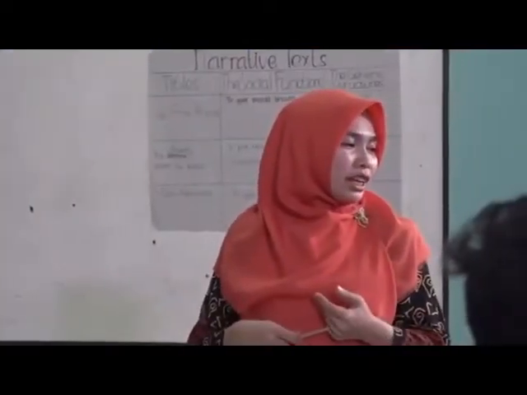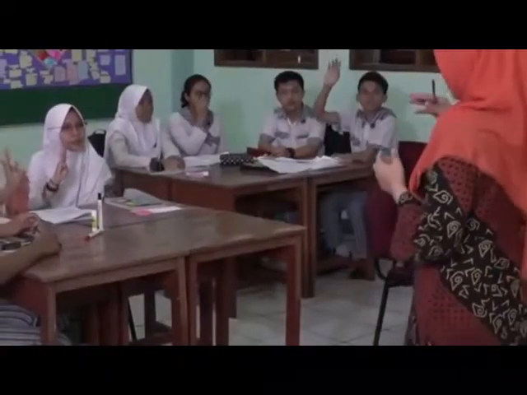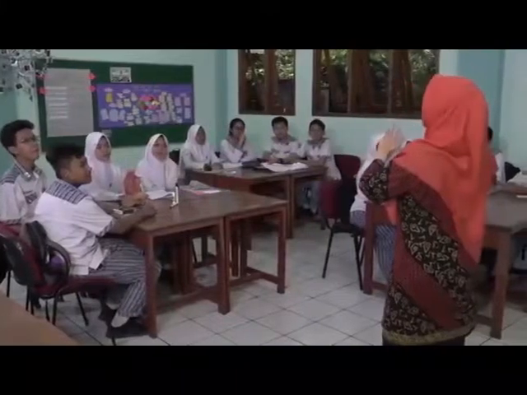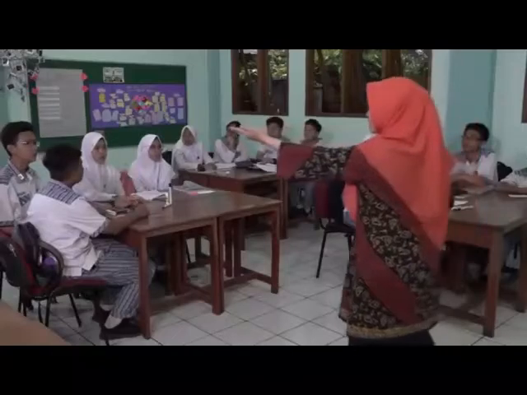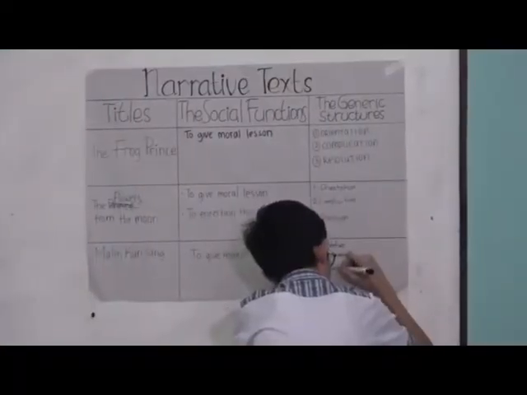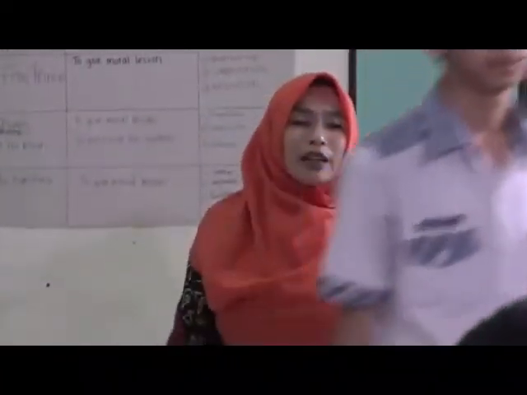Okay, how many generic structures do you find from the story? Three. Okay, yes, Malik. The generic structures of the story are orientation, complication, and resolution, ma'am. Okay, do you agree with Malik's answer? Yes, ma'am. Okay, is there anyone who would like to write the generic structures of the story on the board? Okay, Kaisar, please. Okay, thank you very much, Kaisar. You may go back to your seat, please.